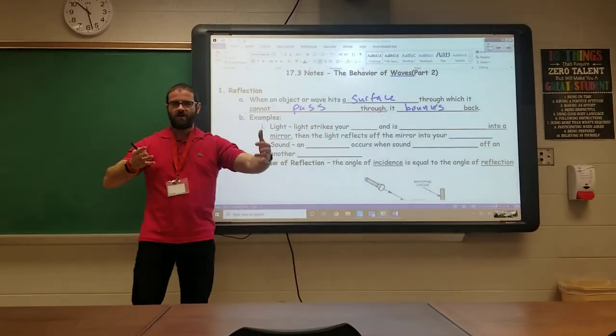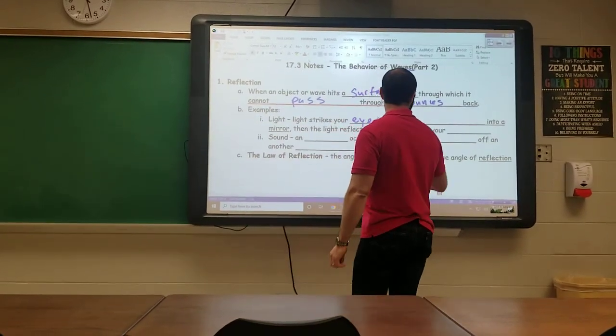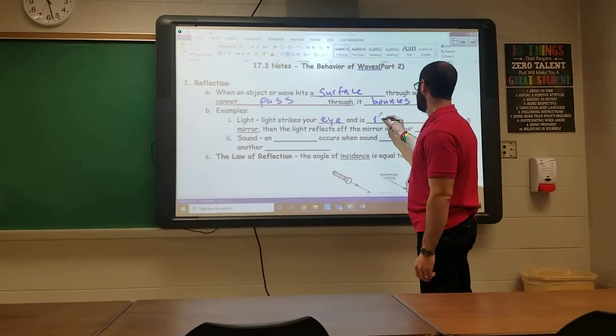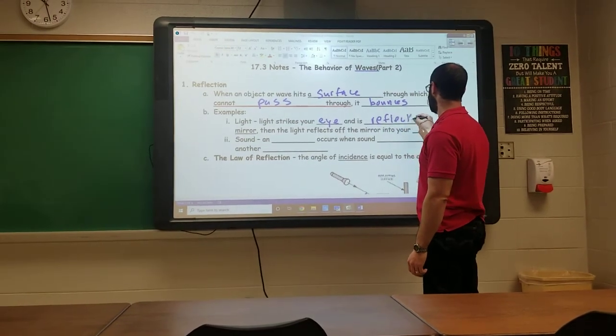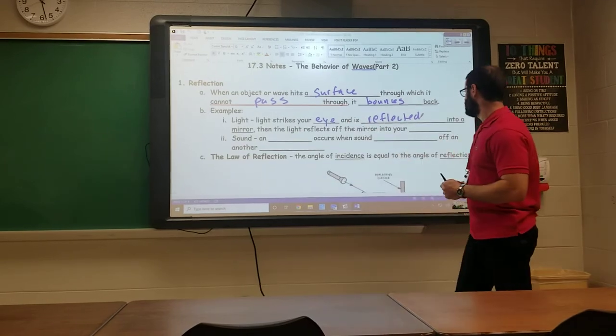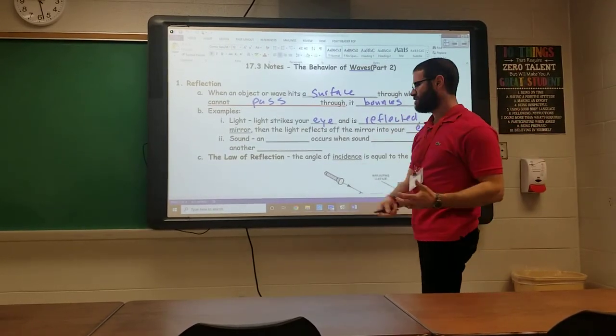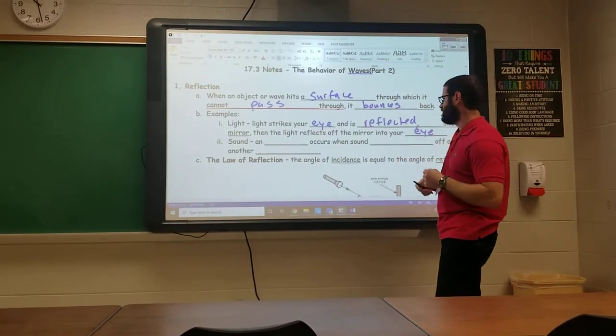Let's say we're looking in the mirror. Light strikes our eye and is reflected into the mirror. Then the light reflects off of the mirror back into our eye, and we're able to see our image in the mirror. That's what allows us to see ourselves in the mirror.